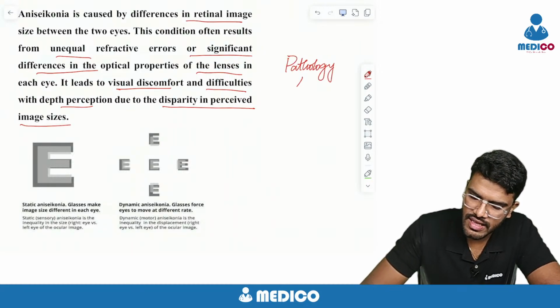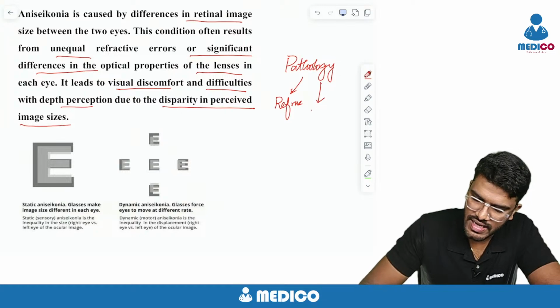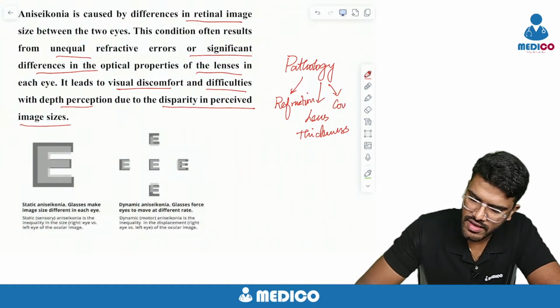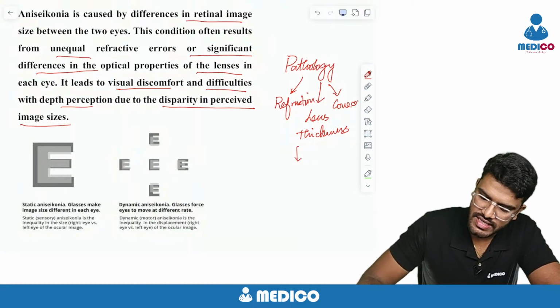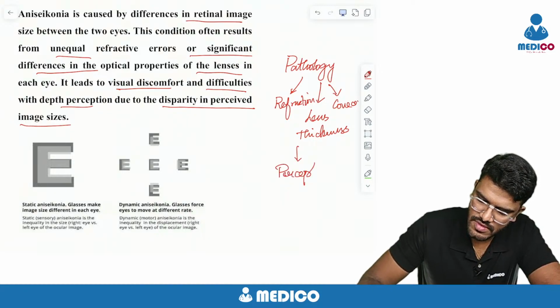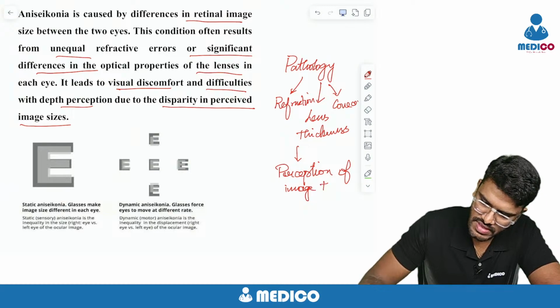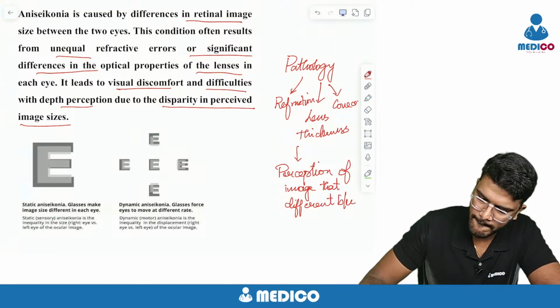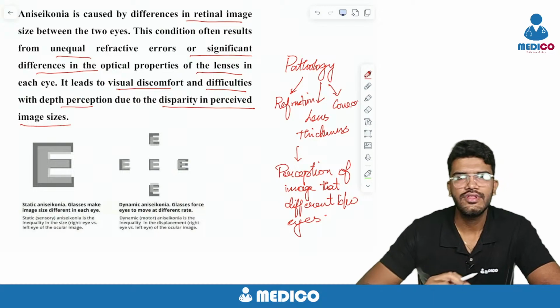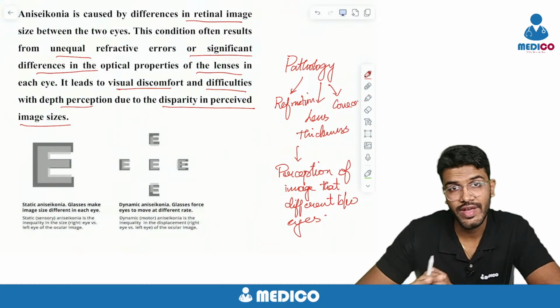The pathology may be in refraction, may be in lens thickness, and can also be in the cornea, but ultimately it is the perception of the image that is different between the two eyes that creates this confusion. Now, this aniseikonia can be broadly divided into two ways of classification.